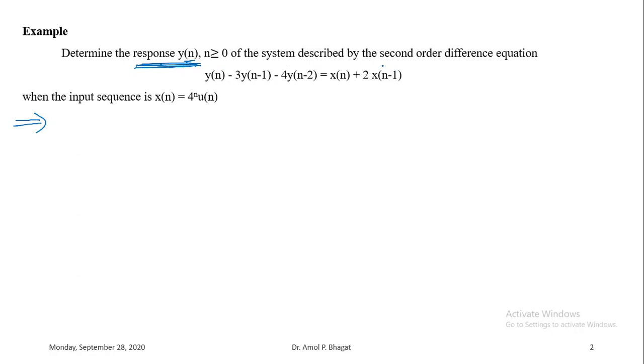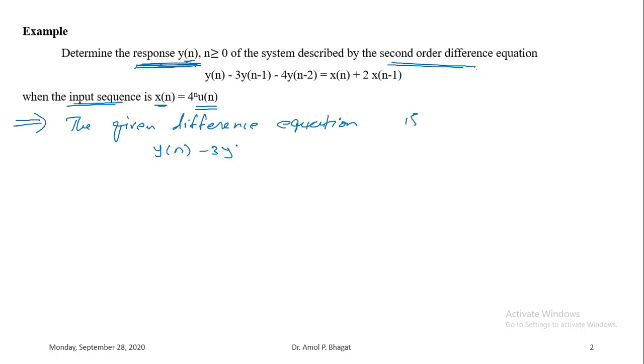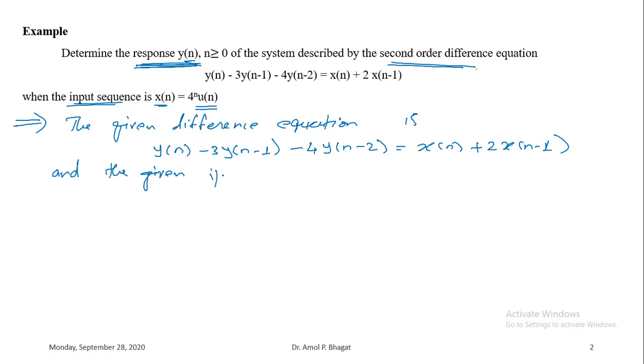So it is a second order difference equation, and the input sequence is given as x of n is equal to 4 raised to the power n u of n. Again you will write the given difference equation: y of n minus 3 y of n minus 1 minus 4 y of n minus 2 is equal to x of n plus 2x of n minus 1. Initially you need to identify the homogeneous solution from the given difference equation, and the given input is x of n equal to 4 raised to the power n u of n.